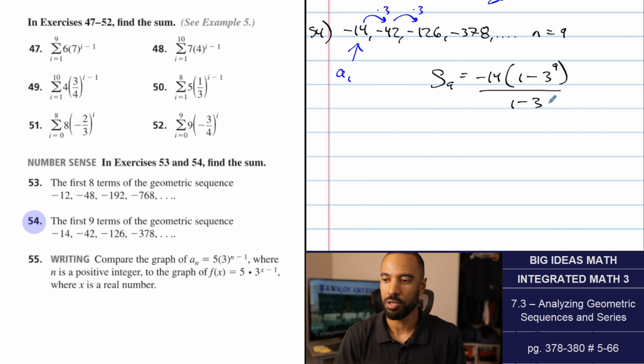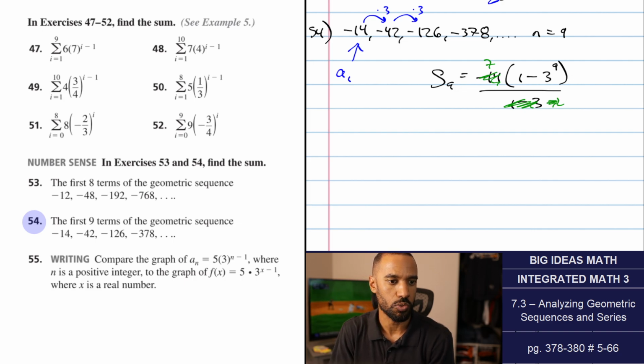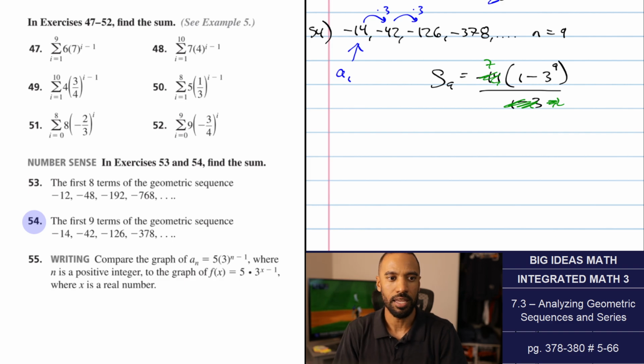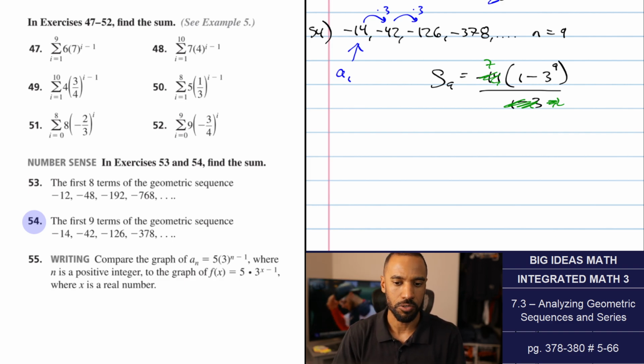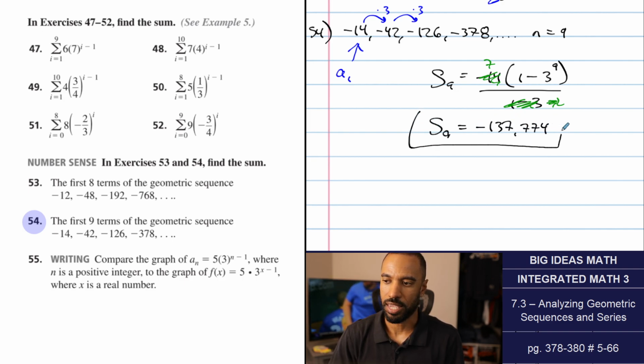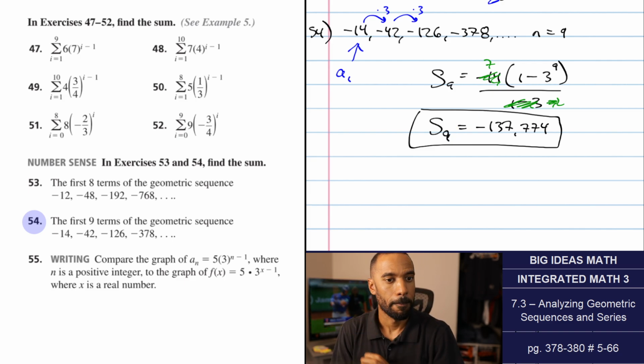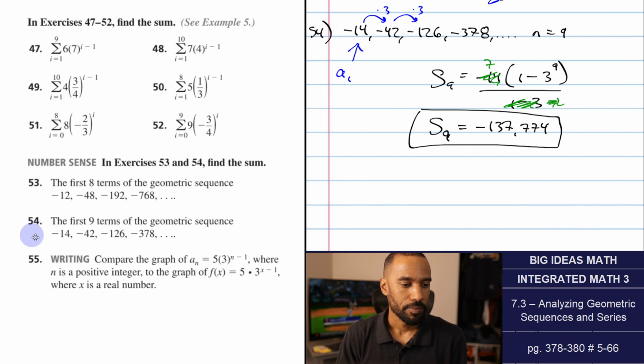Let's clean some things up right now. 1 minus 3 is negative 2, and negative 14 divided by negative 2 is positive 7. So if you want to work some stuff up right now, that might be the cleaner way to do it. So I'm going to do 7 times 1 minus 3 to the 9th power, and I'm getting negative 137,774. That was just through the calculator. Should be negative.